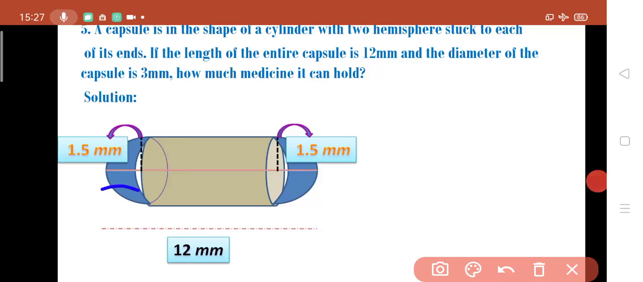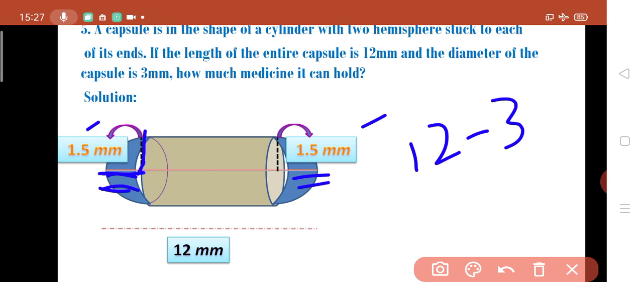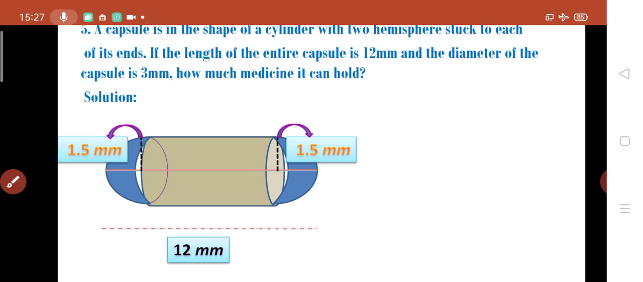Now you see the shape of the capsule. It is in the shape of a cylinder, but with two hemispheres stuck to each of its ends. So now I will show it through the diagram. The capsule is in the form of a cylinder with a hemisphere stuck to each end. So here one hemisphere, another one. Now this is the shape of the capsule. You had seen this, no children?